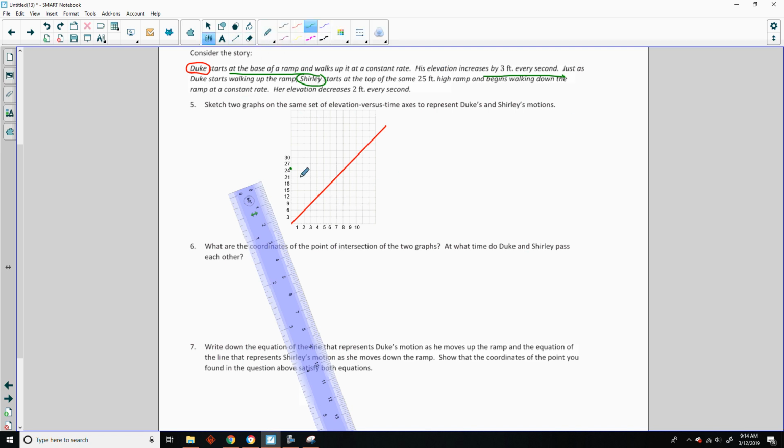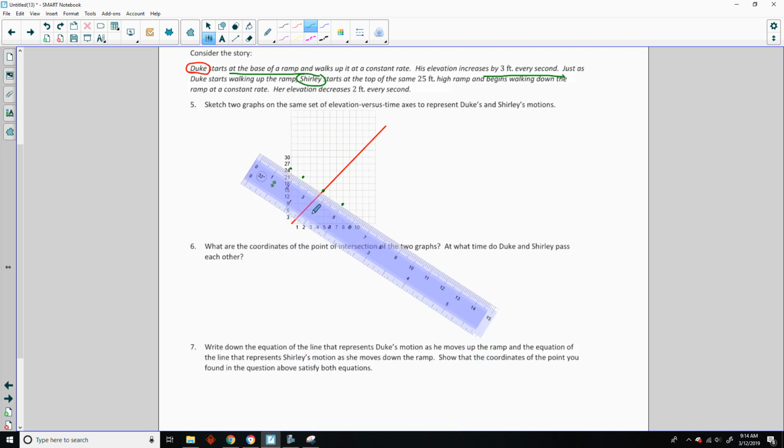Crikey. Okay. 25, 23, 21, 19, 17, 15, 13, 11, 9, 7, 5. Okay, so I have a few points there. They are integers, so it makes it easier for me to graph accurately.